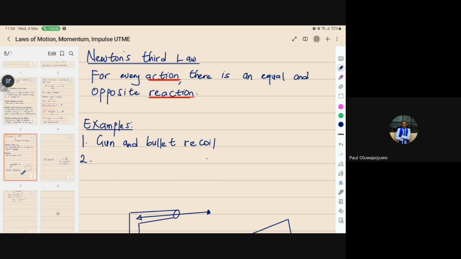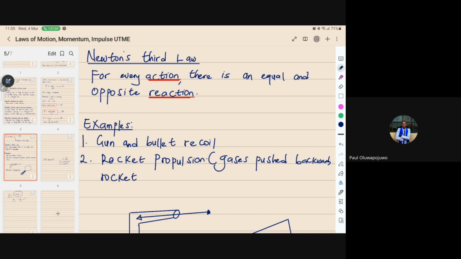The next one revolves around your rockets. To give a context of what I said earlier, I could just put in brackets that all those hot gases are going to be pushed downwards or backwards, and that will now propel our rockets to move forward. You can write other examples, but this is the one that is within the context of your exams.